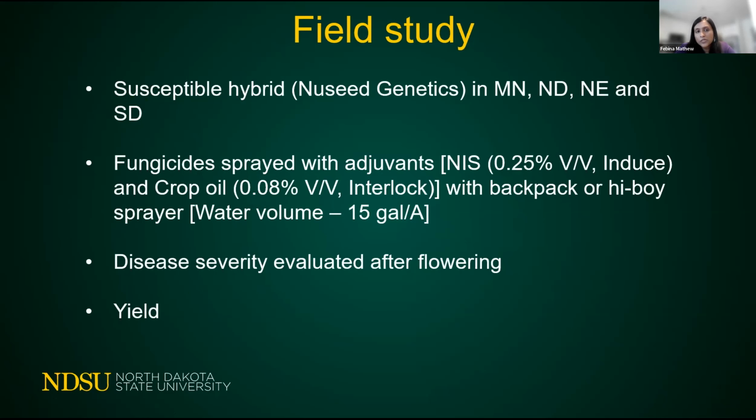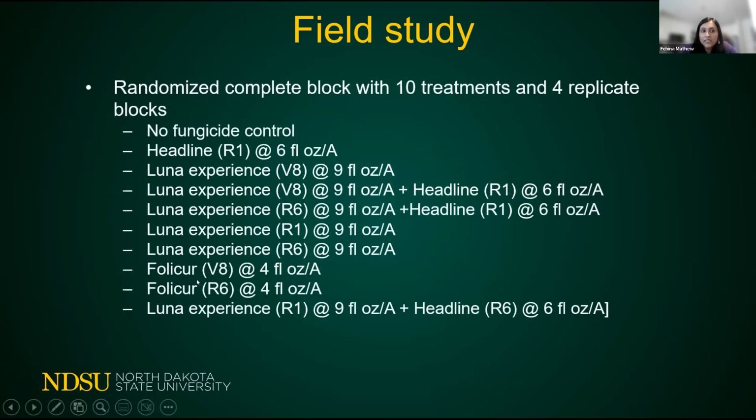The only difference was that in the previous trials, we sprayed just one adjuvant, a non-ionic surfactant. But from 22 onwards, we began to use a combination of non-ionic surfactant and crop oil. Again, the water volume was set at 15 gallons per acre across the trials. Disease severity and yield were again obtained at the end of the season.